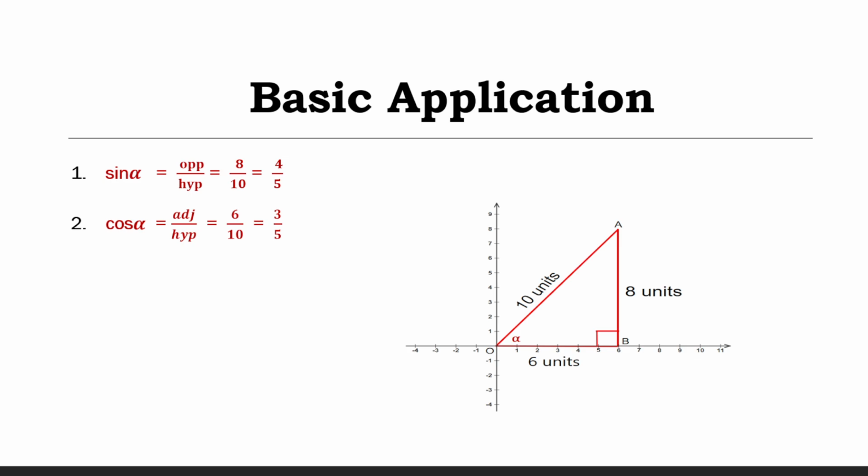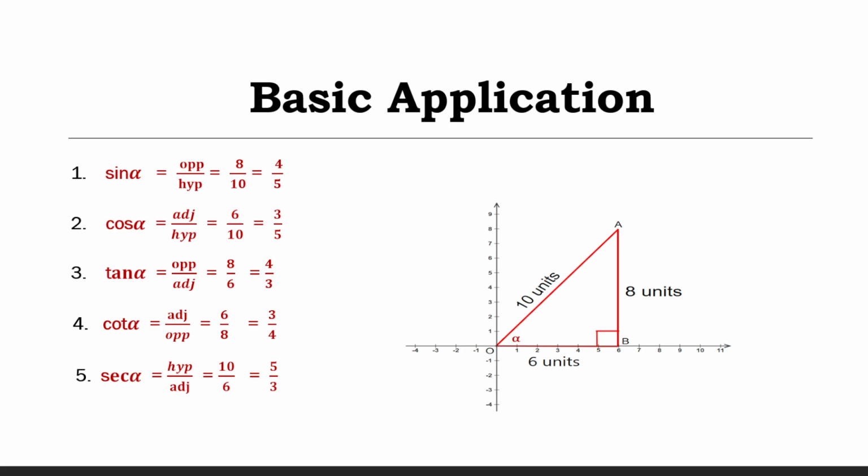Cos alpha is the adjacent side divided by the hypotenuse side. So the adjacent side of alpha is 6 units divided by 10, and is simplified to 3 over 5. The tangent is the opposite side of alpha over the adjacent side of alpha. The opposite side of alpha is 8 units, and the adjacent side to alpha is 6 units, which is equivalent to 4 over 3. The cotangent is the adjacent side of alpha divided by the opposite side to alpha. The adjacent side is 6 units, the opposite side is 8 units, and it's equivalent to 3 over 4.